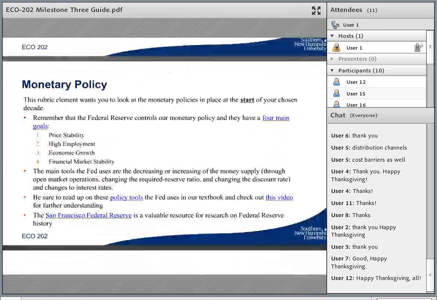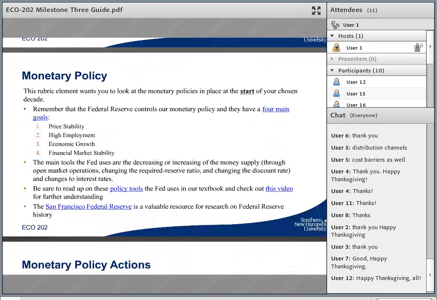This milestone is on monetary policy, and monetary policy is controlled by the Federal Reserve, and it's policy tools that are focused on the money supply. And usually through the money supply, the effect is on interest rates. So generally, when we think about monetary policy, those are the things that we're thinking about.